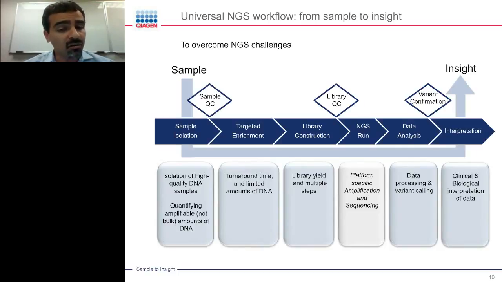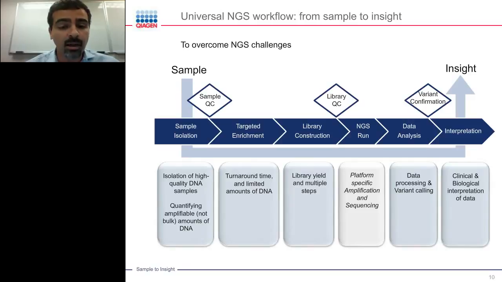Sample isolation can be followed by targeted enrichment if you are interested in undertaking a targeted DNA sequencing approach. This is where you enrich your sample for specific genes or specific regions of interest, as opposed to a whole genome or a whole exome approach, where you're either looking at every single base in the genome, or you're looking specifically at the exon coding regions of the genome.